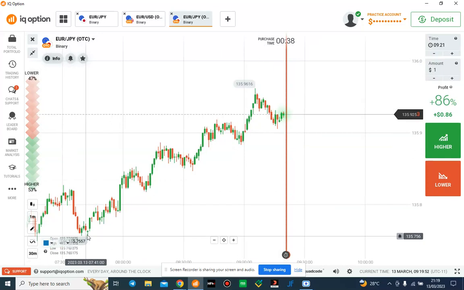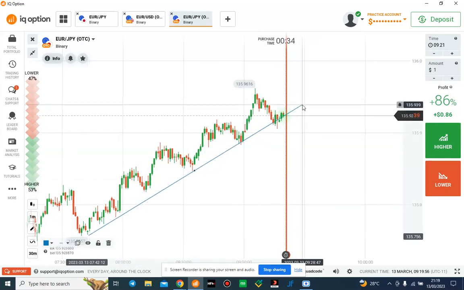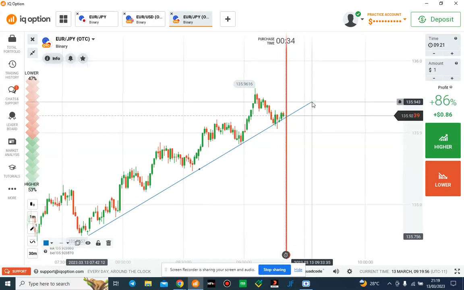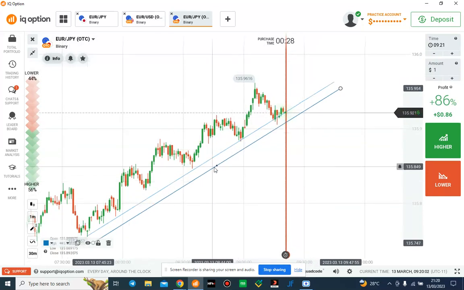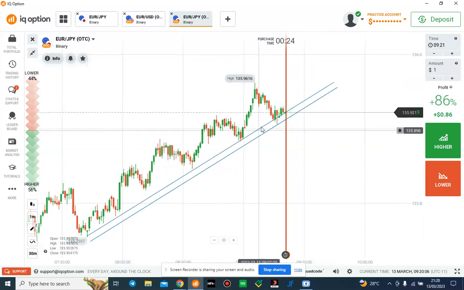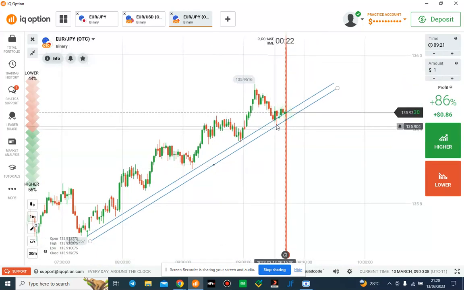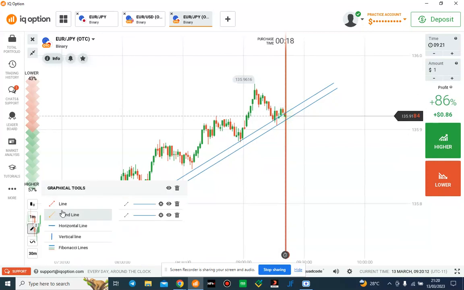So let's draw support and resistance. Okay, so here is our support. I'm going to use the two lines. Second line will be here. Okay, this lowest low. Then resistance.